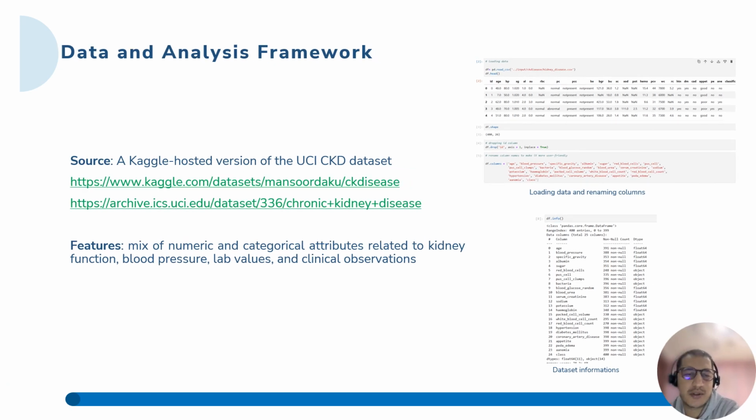Here we will be using an open source Kaggle hosted version of the UCI CKD dataset. It contains a mix of numeric and categorical attributes related to kidney function, blood pressure, lab values, and clinical observations. On the right, you can see that we loaded the data. We renamed some columns. We also can see the data on the right.